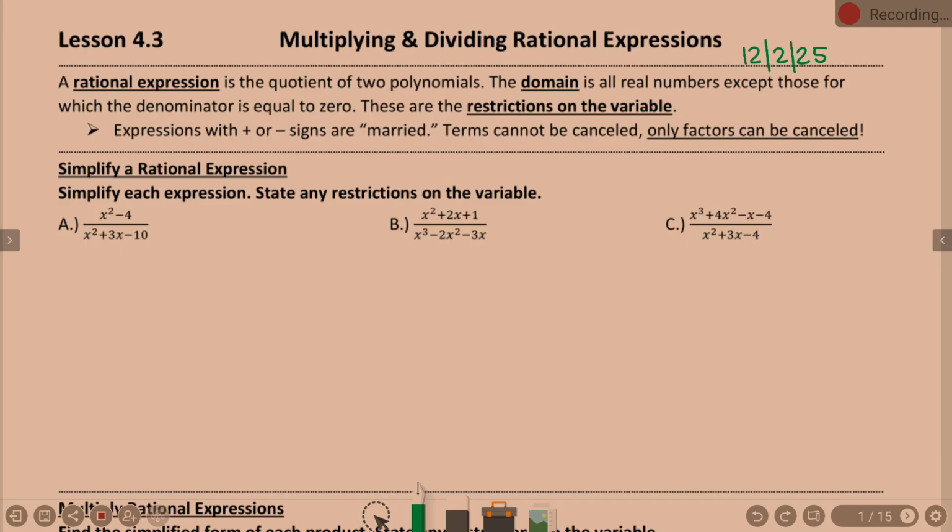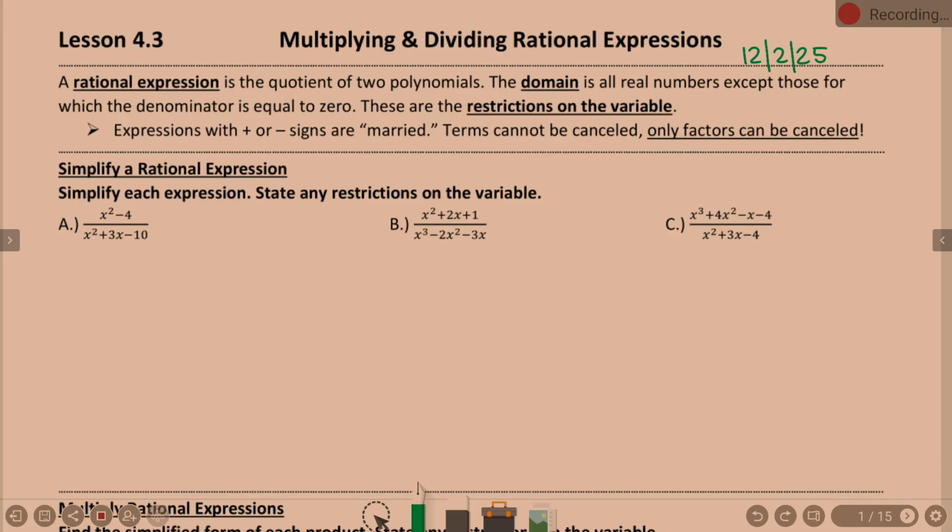So, officially, a rational expression is the quotient of two polynomials. Remember, rational, it's a fraction, right? So when we say quotient of two polynomials, it's two polynomials divided. The domain is all real numbers except for those where the denominator is equal to 0. And those are what we call the restrictions on the variable. So one of the things we're going to do is also look at any restrictions on the variable, so anything that would make that denominator equal to 0.